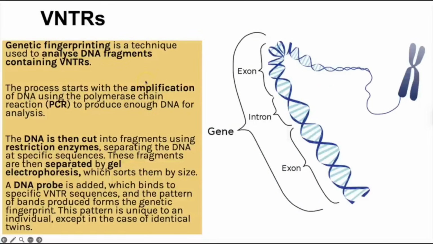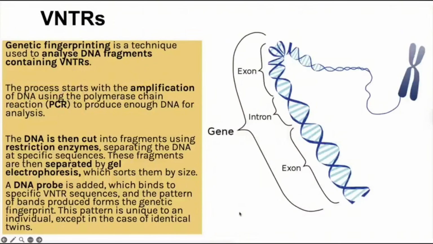Genetic fingerprinting is the technique used to analyse the DNA fragments containing VNTRs. And the process starts with the amplification of DNA using PCR so that you've got a large sample of DNA. The DNA is then cut into fragments using restriction enzymes, separating the DNA at specific sequences. And those fragments are then separated using gel electrophoresis, which will separate them according to their size, so the number of bases in the VNTRs.